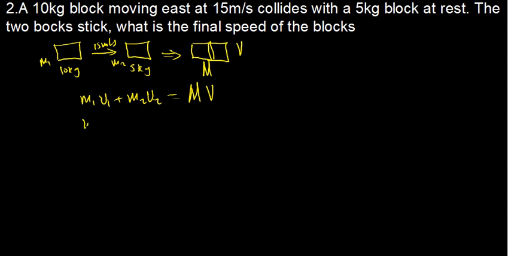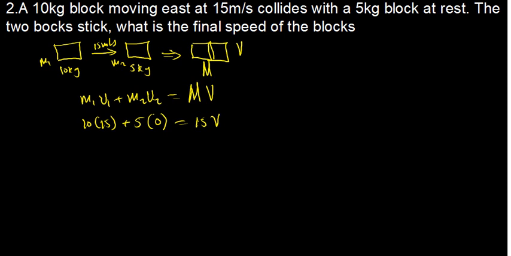M1 is 10, U1, it is moving at 15 meters per second. That's the initial velocity. The second mass is 5. The velocity, it is at rest, so the velocity is 0. And that should be equal to the combined mass, 10 kg plus 5 kg. That will give us 15, and we want to find the velocity at which both of them move.